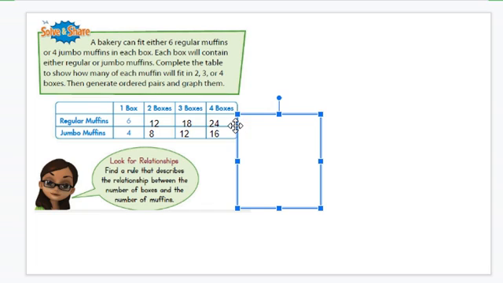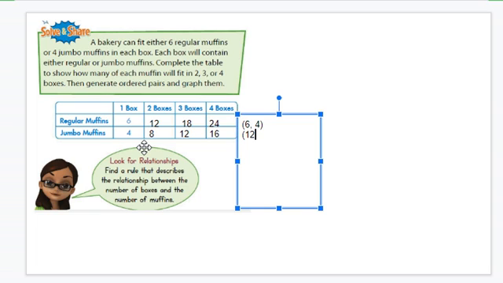So I would always say that the top box is X. So that's the first one. That's what's going to come first. So for 1 box, your ordered pair is 6, 4, because there are 6 regular muffins and 4 jumbo muffins.